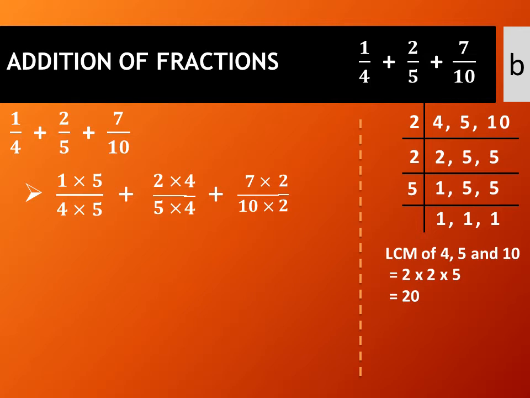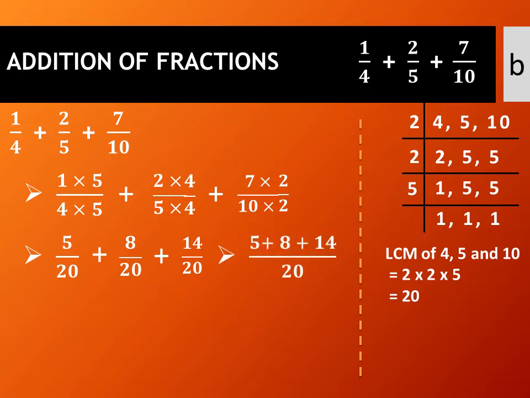Do the multiplication. 1 5s are 5 and 4 5s are 20. So the first fraction is 5 upon 20. Then write down the plus sign as it is. 2 4s are 8 and 5 4s are 20. So the second fraction is 8 upon 20. Then write down plus sign as it is. 7 2s are 14 and 10 2s are 20. So the third fraction is 14 upon 20. See, the denominators are same, so we can easily add the fractions. So write down 5 plus 8 plus 14 upon 20.